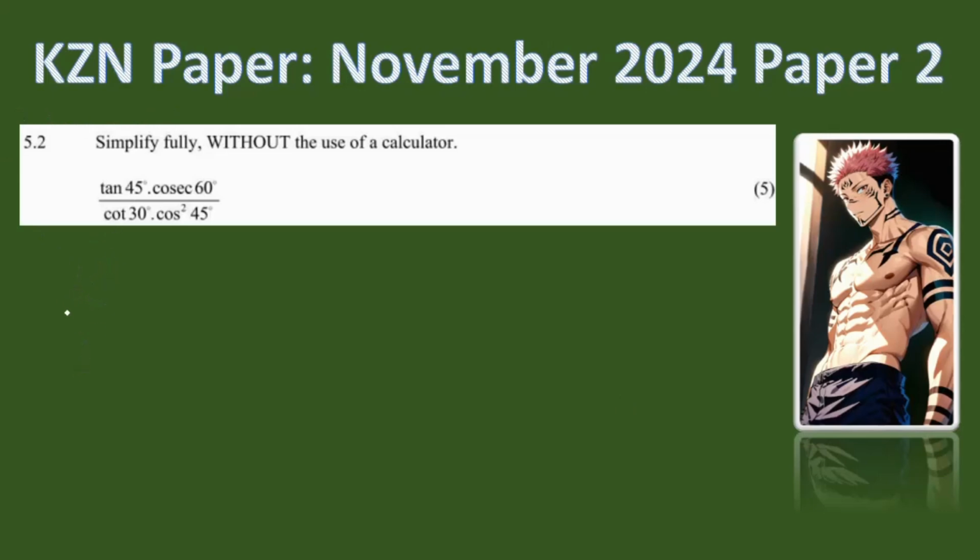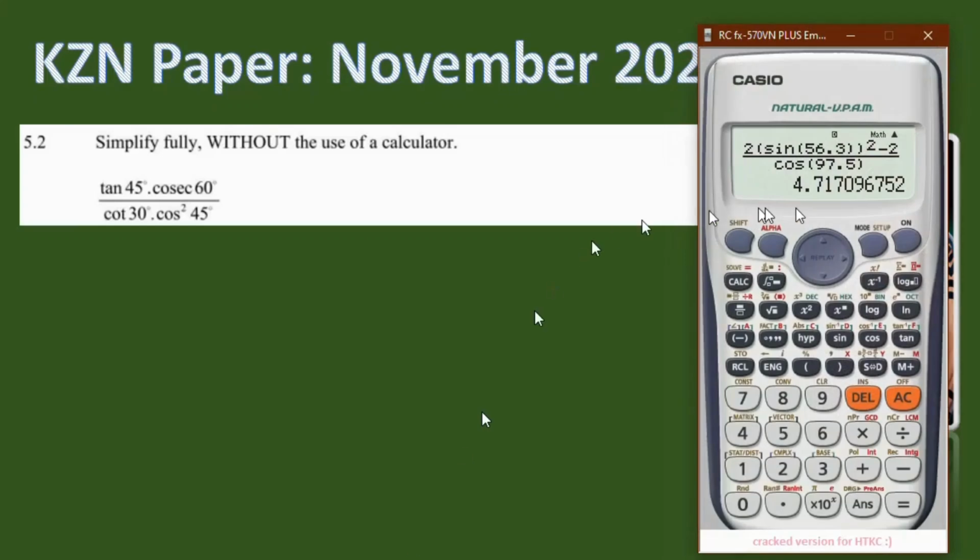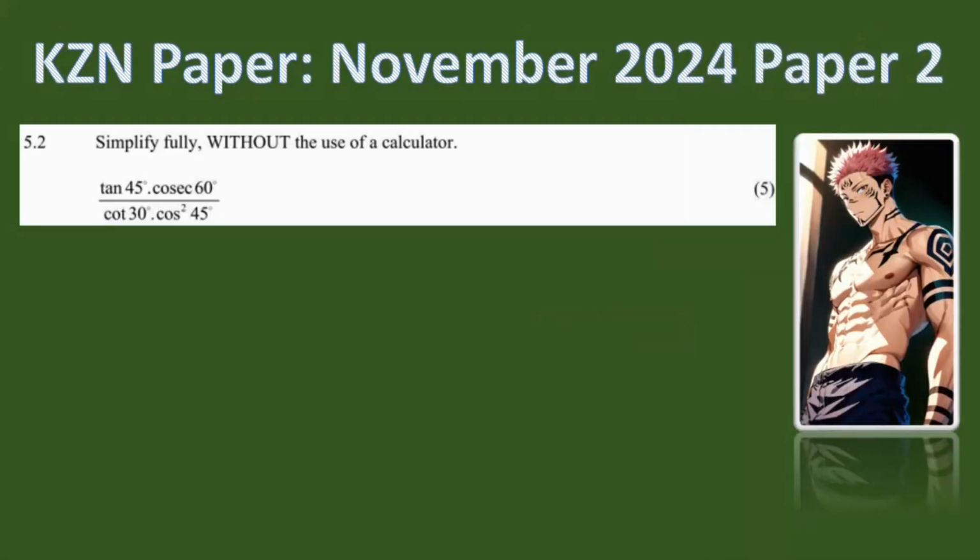So the tangent of 45, tan 45, I think this is 1 already. I think all of us know this. Tan 45 is 1. So I'm going to write this as 1.